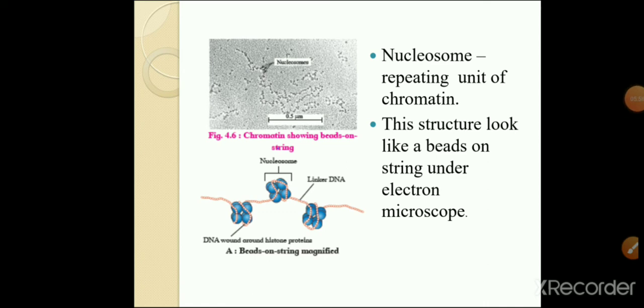Nucleosomes are the repeating units of chromatin, which are thread-like stained, that is colored, bodies present in the nucleus. These look like beads on a string when observed under the electron microscope. The DNA helix of 200 base pairs wraps around the histone octamer by 1 and 3/4 turn.